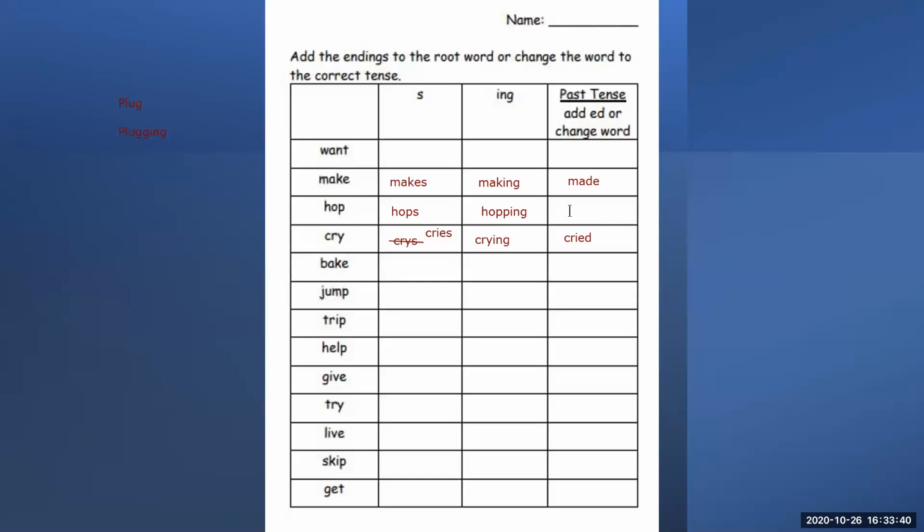And then you do the same thing when you're adding ed. You are doubling up on that P. Hopped. So I did 3 of these with you. The rest of these, that gives you 10 more words to do on your own.